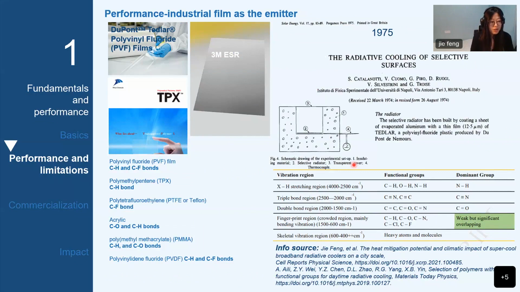There are also some commercially available polymers that can be intrinsically used as the emitter. People found that if a polymer contains certain functional groups, it will have high emissivity in 8 to 13 microns. Some examples here, like the Tedlar PVF from DuPont, were first tested for cooling purposes in 1975 in Italy. Together with the reflective layer, it had subambient cooling performance, even at that time.